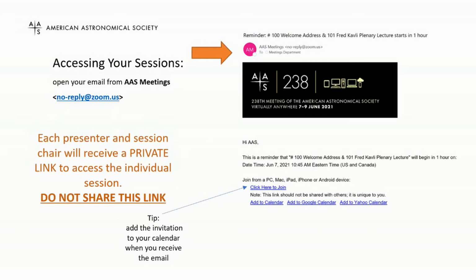For the session you're chairing, you'll get an email from zoom.us specifically for that session, and it's a private link that you should not share with anybody else. This is for you and the presenter with the controls that you need to actually run the session. And you start by clicking here to join, and that starts up the session. You also have the ability to put these events on your calendar so you can manage your time.